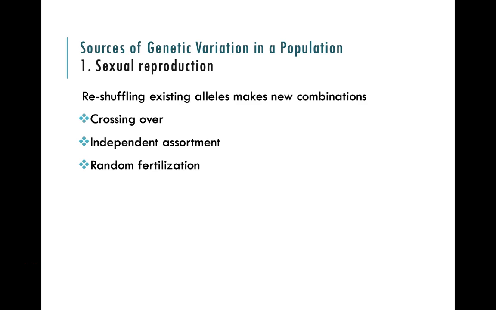Sexual reproduction is a really great way to shuffle alleles and make new combinations. So we talked about crossing over, where two sets of sister chromatids will exchange genetic information. So chromosomes from mom and dad will swap alleles and make new combos. Independent assortment, so that is arrangement and combinations of whole chromosomes. And then, of course, we have random fertilization, where you have hopefully two unrelated individuals bringing their unique genetic combinations together to make something completely new. So sexual reproduction is probably the most important source of genetic variation in a population.